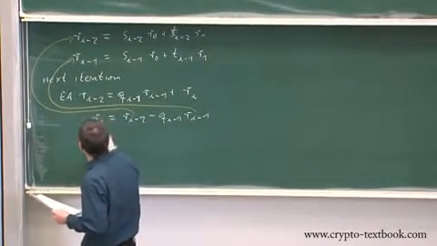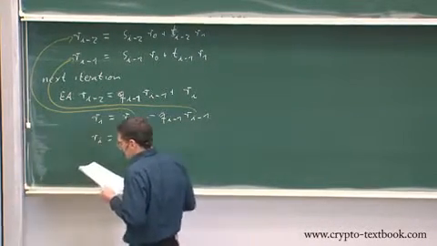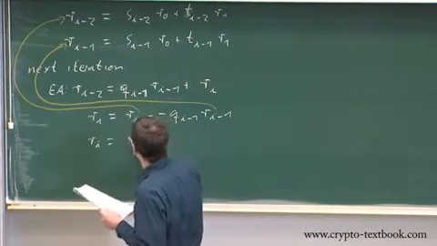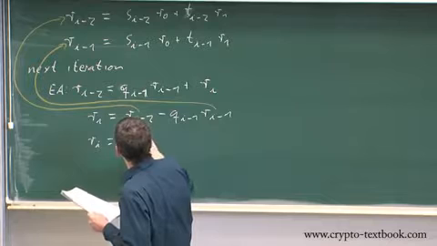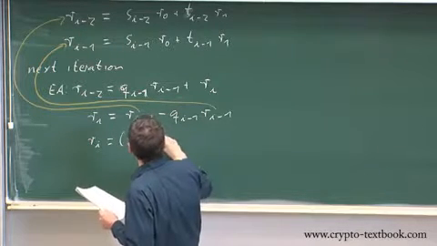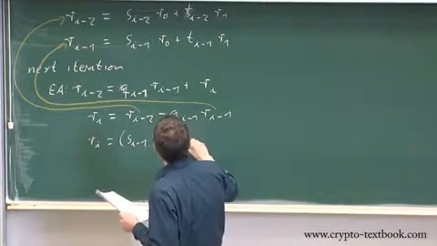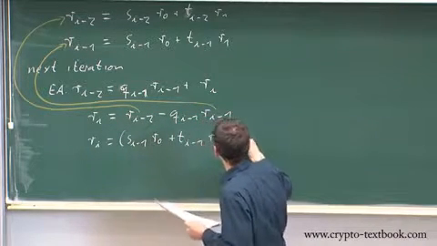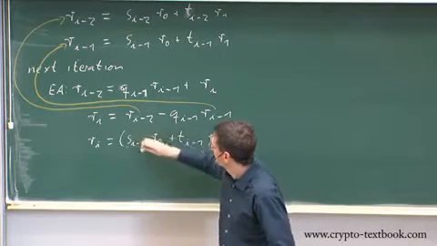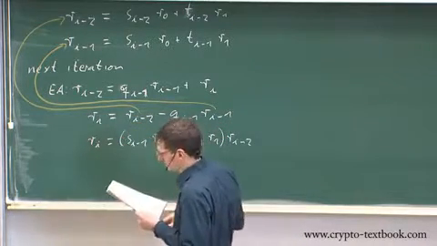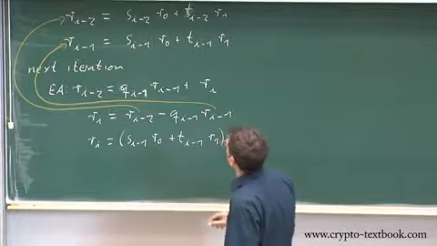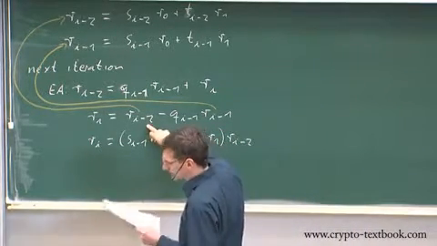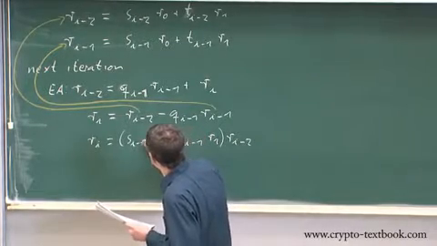And then we get Ri minus 2. I'm just substituting this whole thing here. This is Si minus 1 times R0 plus Ti minus 1 times R1 times Ri minus 2. So this is Ri minus, oh yeah, this is minus 2, danke.